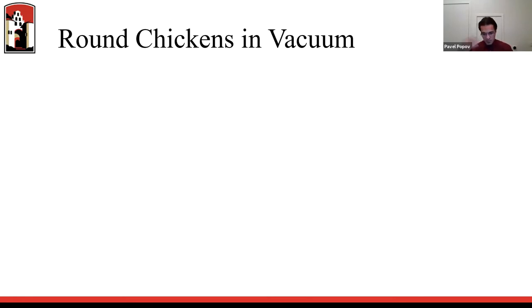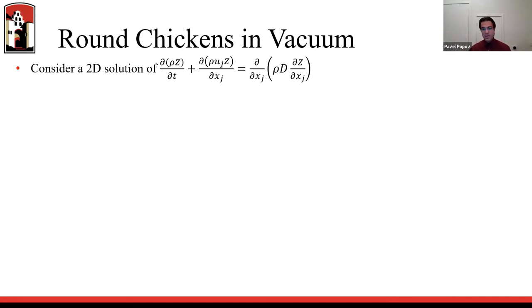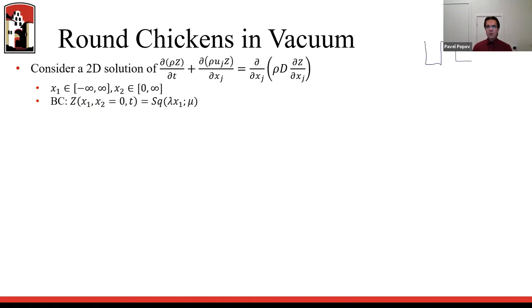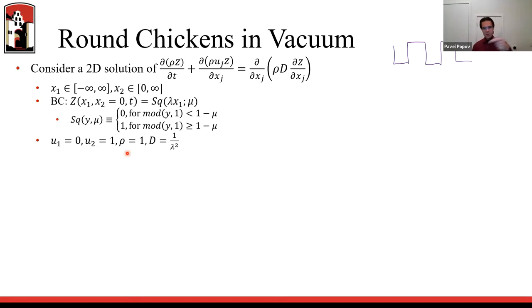which fleshes out the new class of distributions, which I think are better than the beta distribution. So let's consider a two-dimensional solution of our transport diffusion equation, and let's make it real simple. Let's say that the density is 1. Let's say that the domain is the upper half plane. Let's say that the boundary condition is going to be a periodic square pulse, so it would look like this, alternating between 0 and 1. And this is just the definition of the square pulse. And let's say that the horizontal velocity is 0, the vertical velocity is 1. Rho is 1, and the molecular diffusion is 1 over some parameter lambda squared.